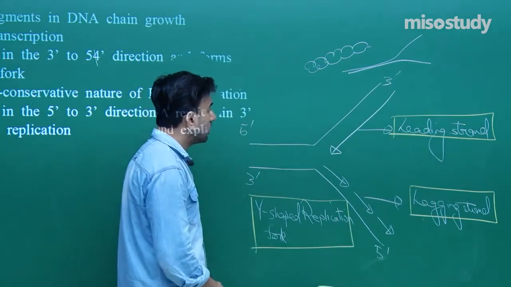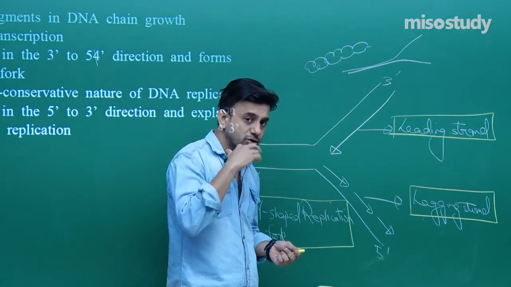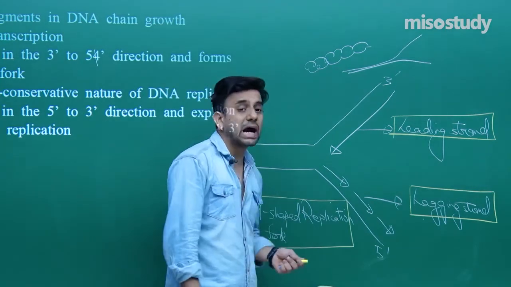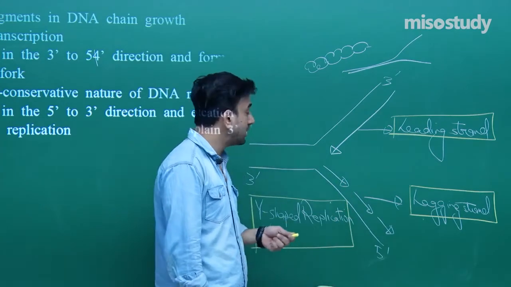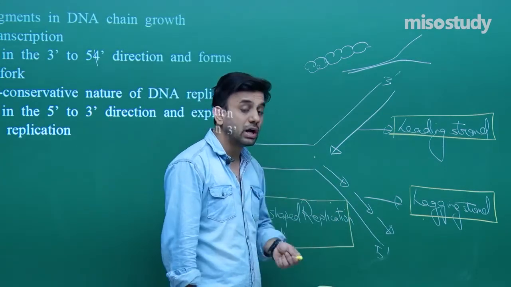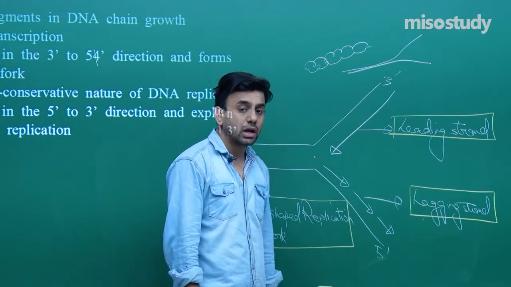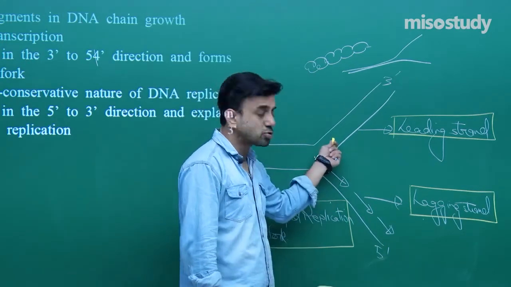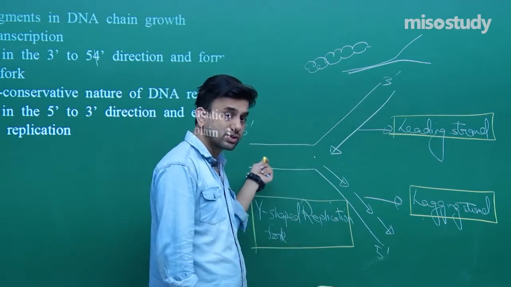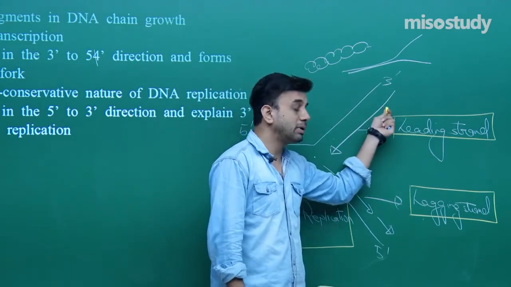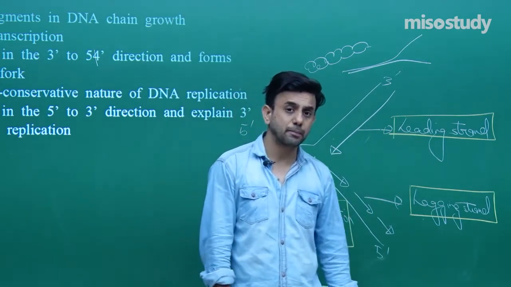So what is happening? First of all, with the help of the enzyme DNA gyrase, which will unwind the helix and open the helix up to a certain point, the two strands will be there. Now in this strand, the replication takes place in a continuous manner, and this strand is called the leading strand.